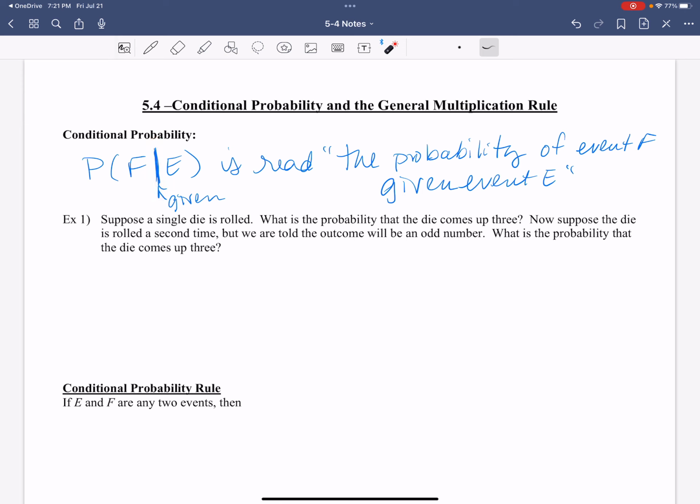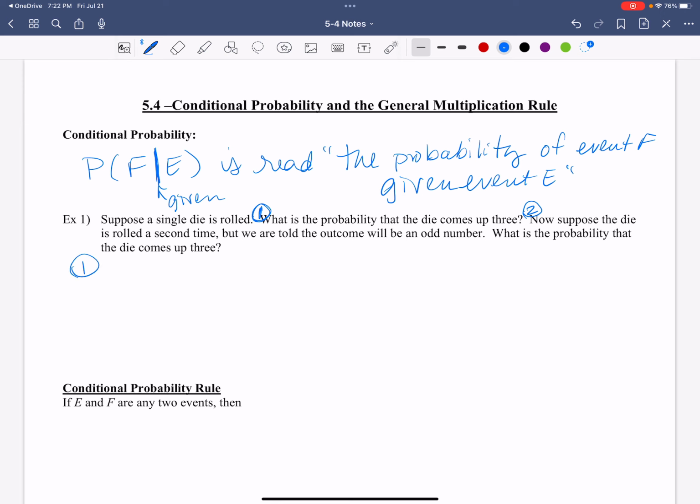All right. So suppose a single die is rolled. What is the probability that the die comes up 3? First of all, we need to figure out what the sample space is, and then we can come up with what's going on there. Now suppose the die is rolled a second time, but we're told the outcome will be an odd number. What's the probability the die will come up 3 in that scenario? So what we're actually looking at here are two separate scenarios. There's scenario 1, just straight up getting a 3. Then there's scenario 2.